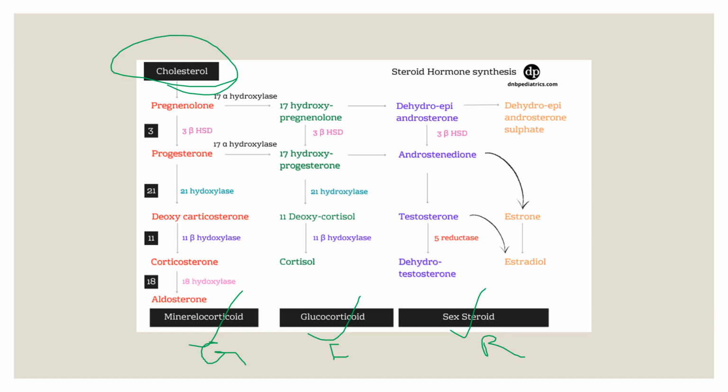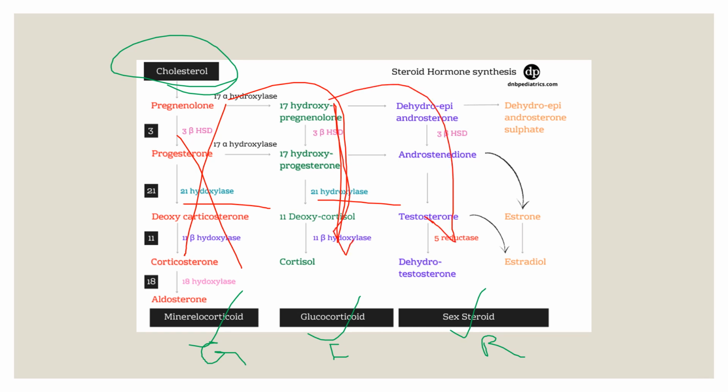So mainly from the cholesterol, the different enzymes that you have to remember, first is 21 hydroxylase. 21 hydroxylase is important for mineralocorticoid and glucocorticoid. So if there is 21 hydroxylase deficiency, suppose if this is blocked, what happens? Then everything will go to either this or this. Okay, that is how it is functioning.